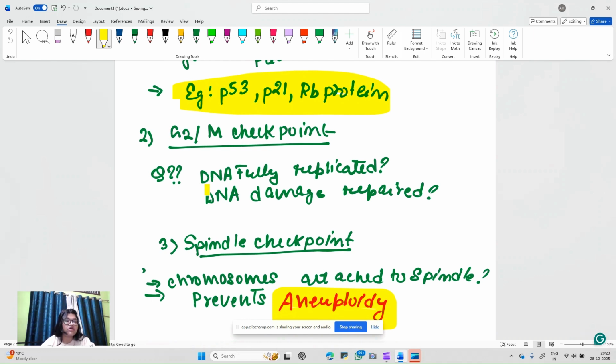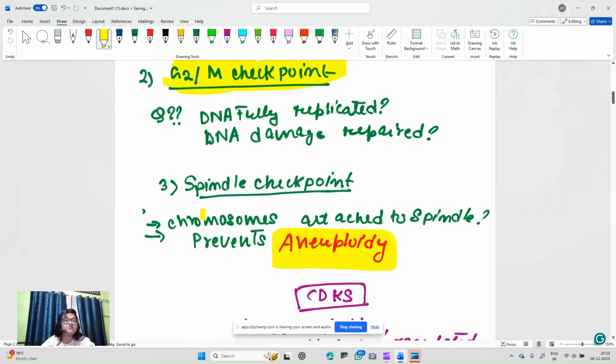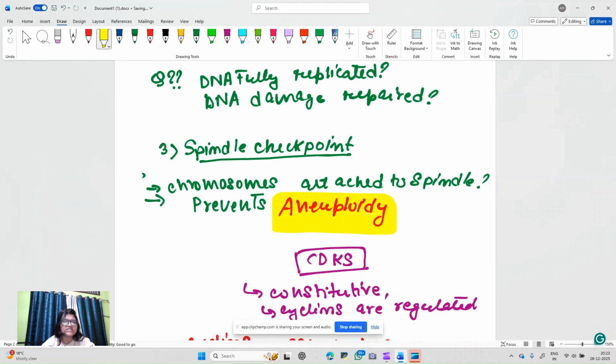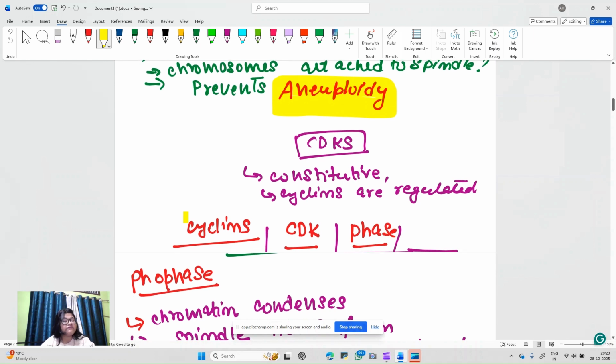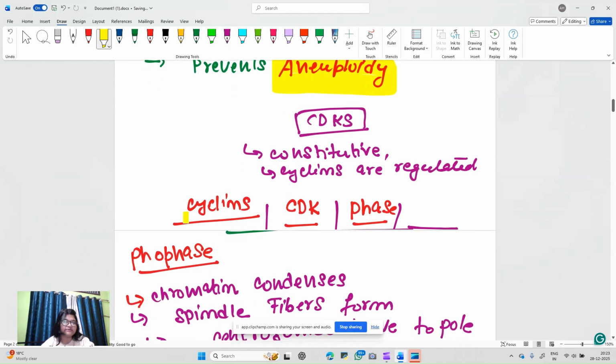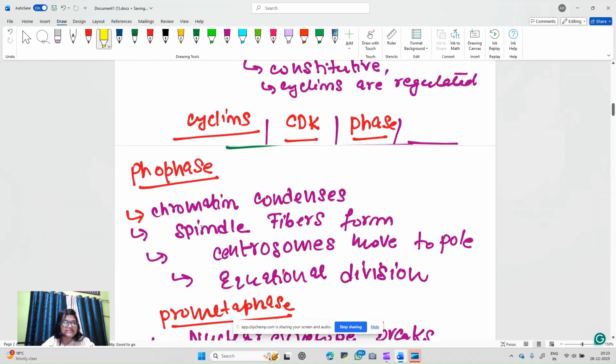The next important checkpoint is the G2M checkpoint. What happens in the G2M checkpoint? It checks whether the DNA is fully replicated and whether DNA damage is repaired. Then we have the spindle checkpoint, where chromosomes must be attached to the spindle, which prevents aneuploidy. We will come to a detailed discussion of CDKs in our next chapter, so for now we will skip CDKs.